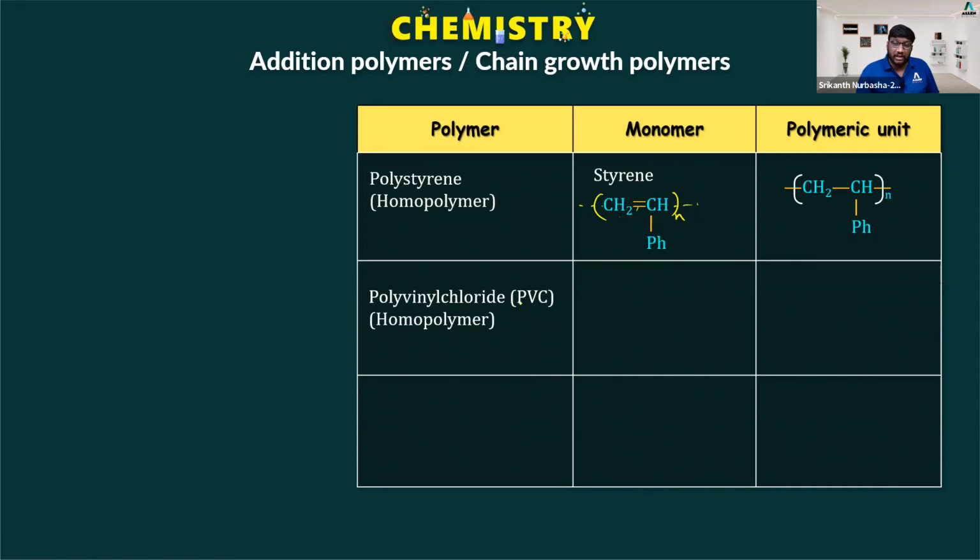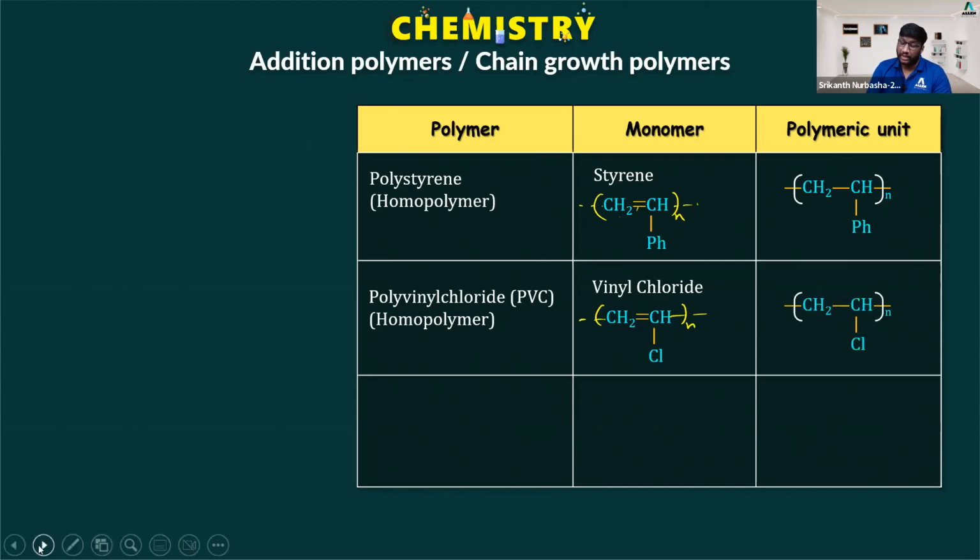Polyvinyl chloride, PVC. What is polyvinyl chloride? So vinyl chloride, what is vinyl chloride? That vinyl chloride is repeated many times. Vinyl chloride means CH2 double bond CHCl. One of the vinylic carbons is connected with chlorine. That is repeated n times, which means the pi electron entity is lost and you will have the single bonding. So this is going to be repeated n times. The connection is going to be present in this fashion. That is the respective polymeric unit.